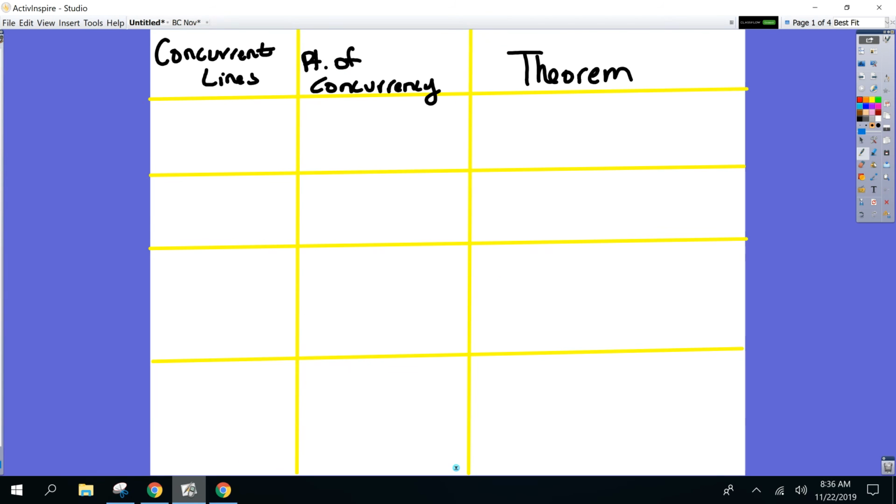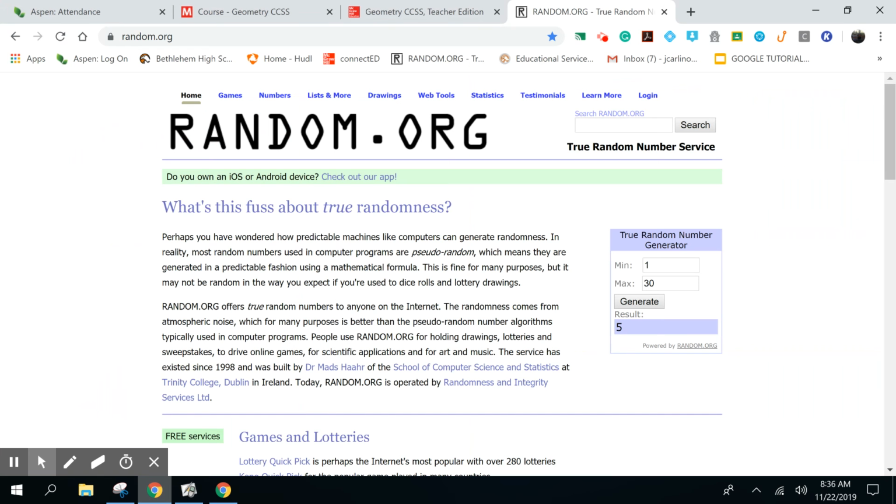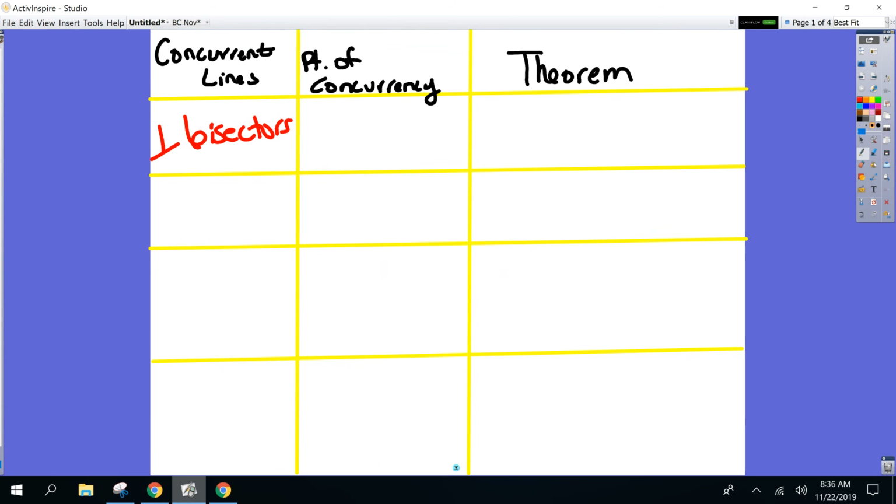Perpendicular bisectors are all concurrent. Make sure you have an idea of what they look like. Perpendicular bisectors. Point of concurrency. Where do they all meet in the triangle? Circumcenter.